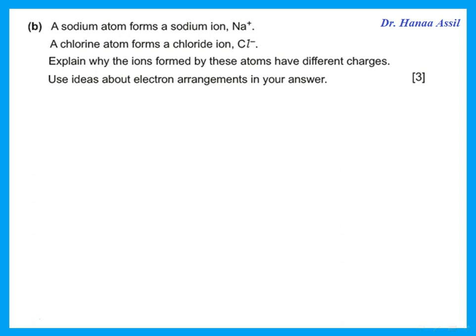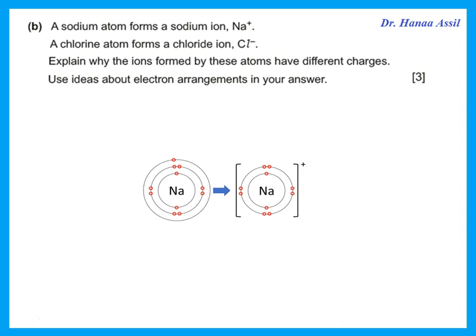A sodium atom forms a sodium ion. A chlorine atom forms a chloride ion. Explain why the ions formed by these atoms have different charges. Why do we say Na+, Cl-? Remember that sodium is in group 1. It has 1 electron in its outermost shell. In order to form an ion, it should lose that outermost electron.